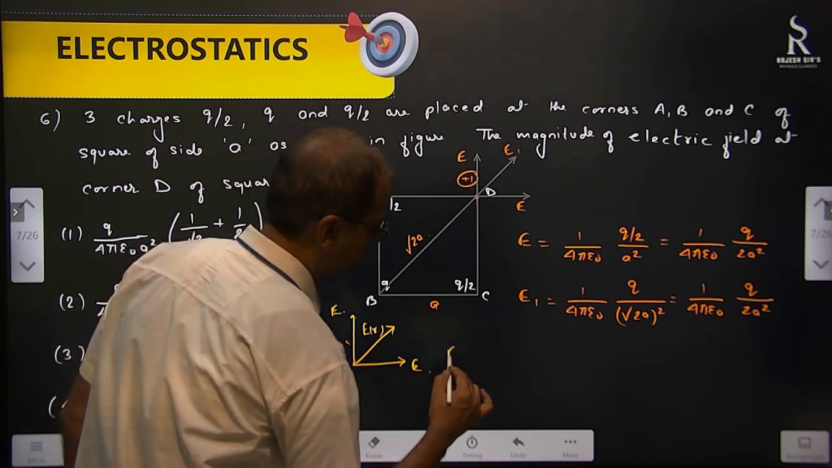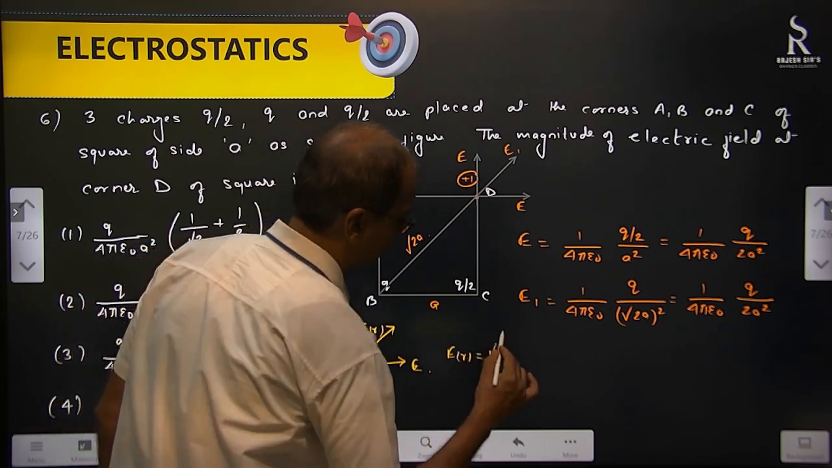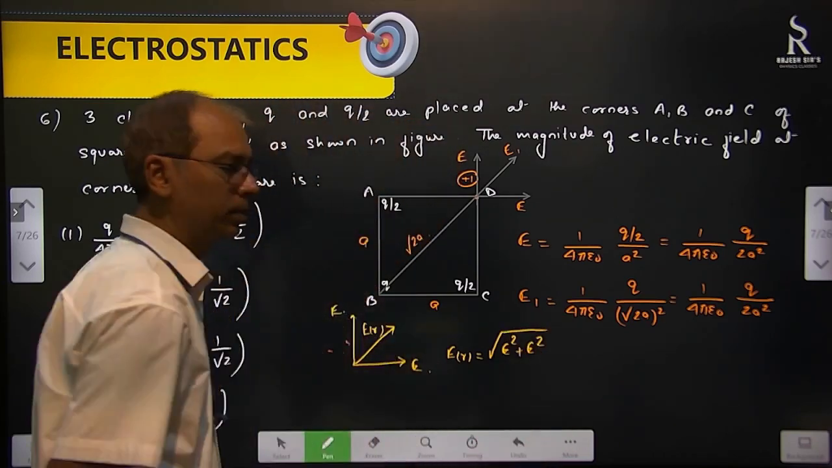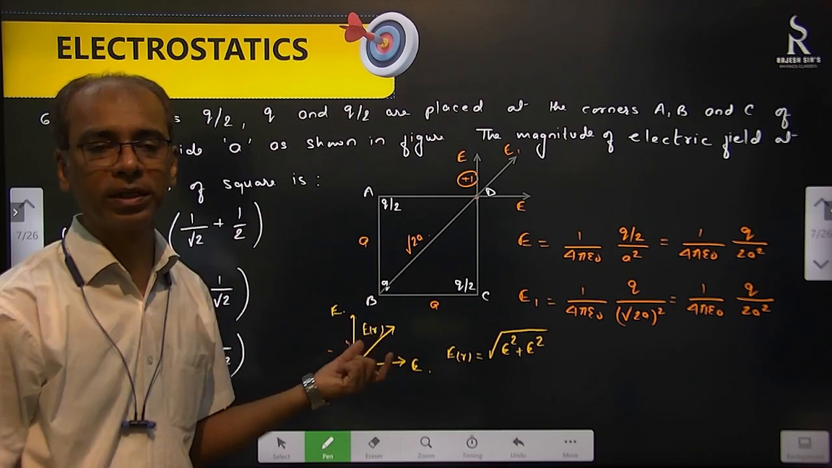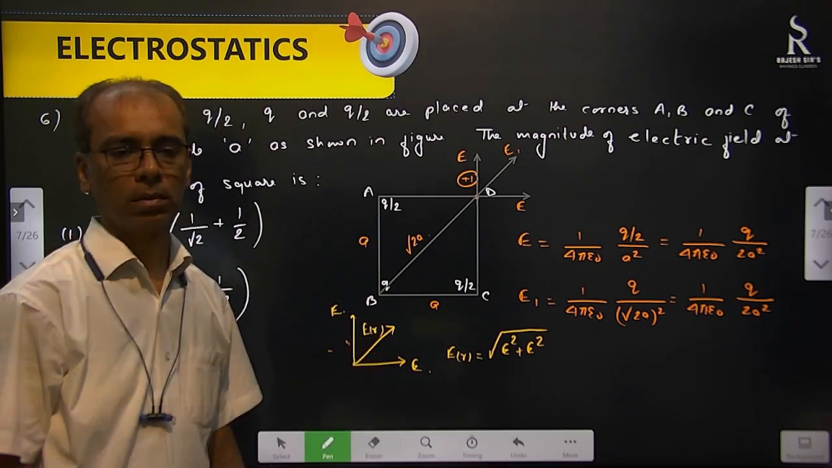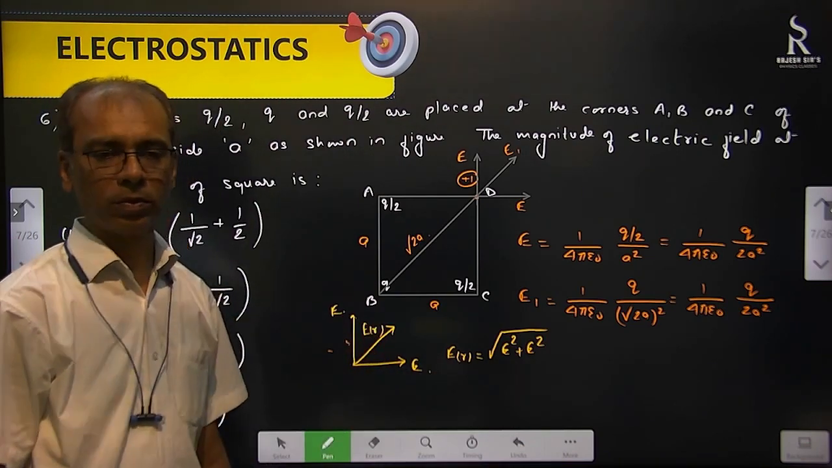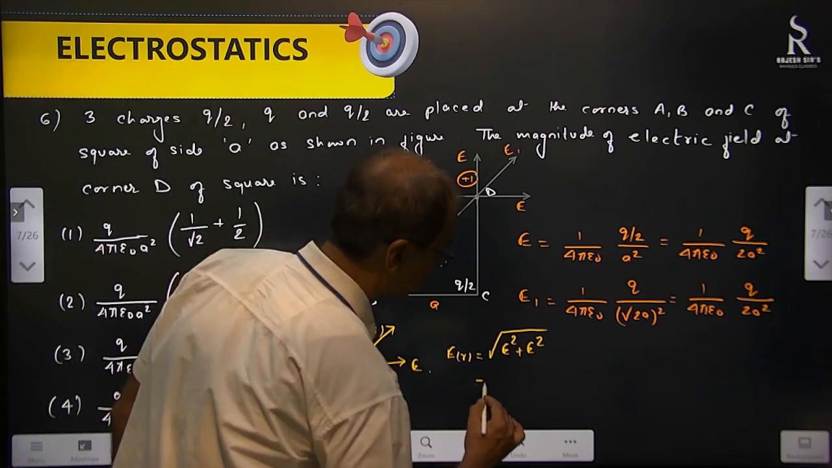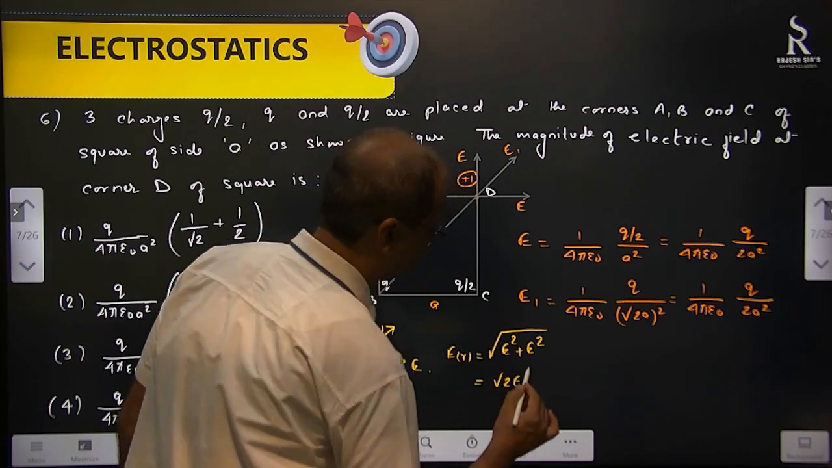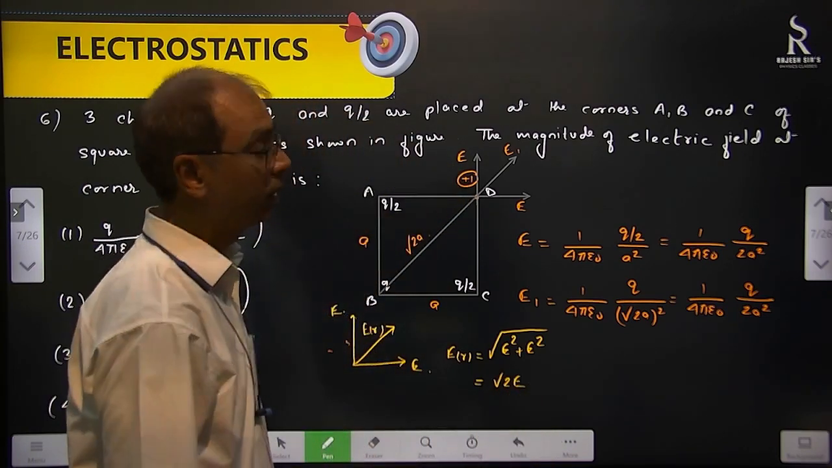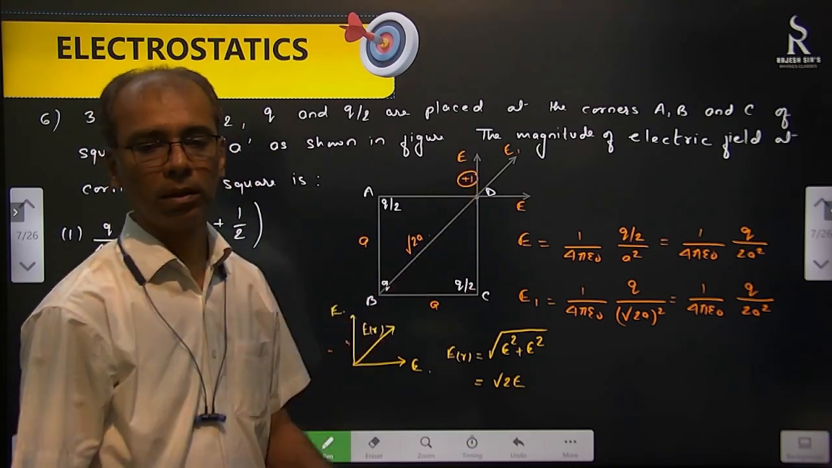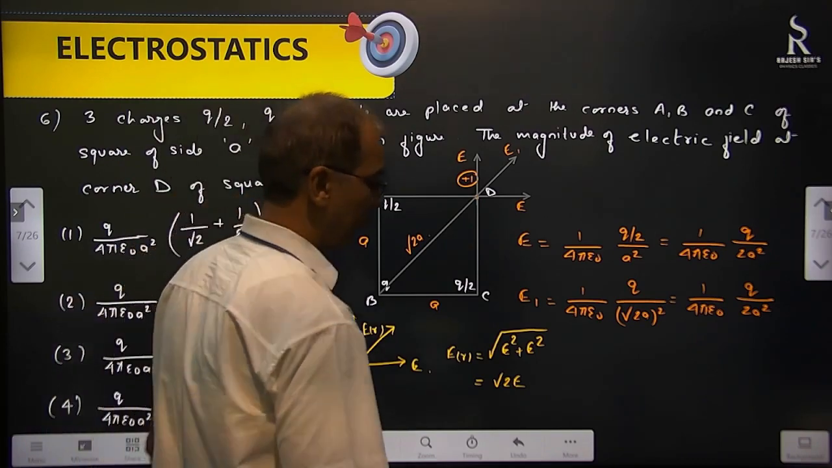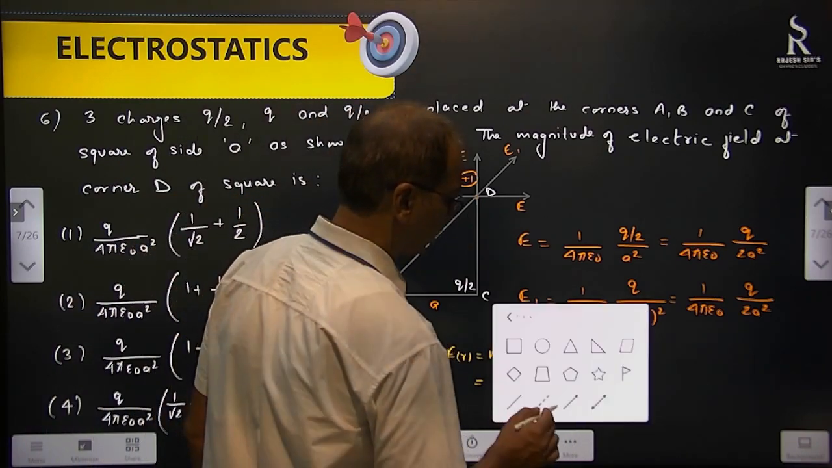What will it be? Both are perpendicular, no? You know, right? The magnitude of two vectors perpendicular to each other is root over A square plus B square. So E square plus E square, that is what? 2E square. That means root 2 E. Perfect? ER we got. Now the net will be what? ER plus E1. E net is ER plus E1.